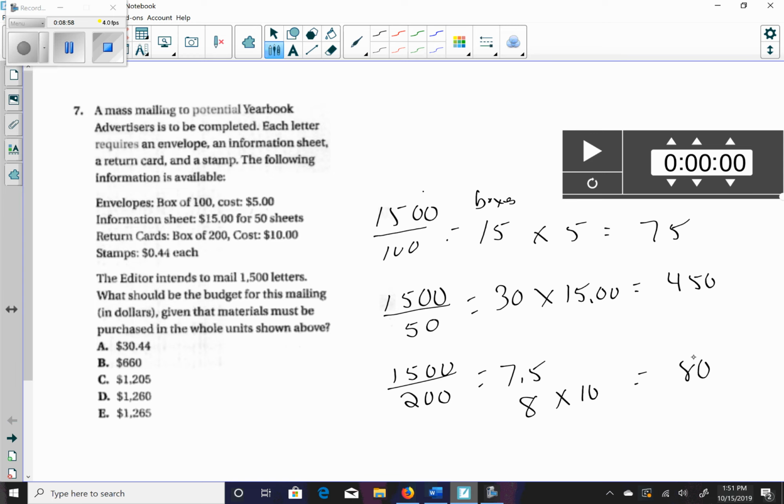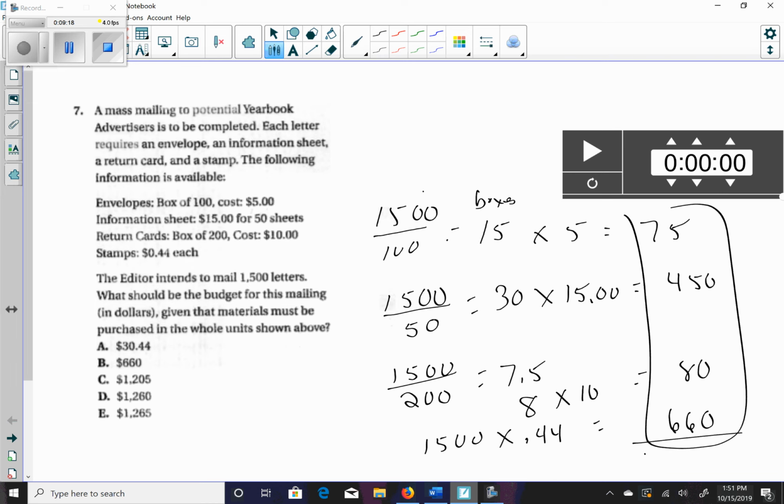And the last thing is I need stamps, and each stamp is 44 cents. So I'm going to take the 1,500, and I'm just going to multiply it by 0.44 for each stamp, and my budget for stamps is going to be $660. I'm going to add up these 4 things, and when I do that, I get $1,265. So that is going to be my budget, and that is choice E.